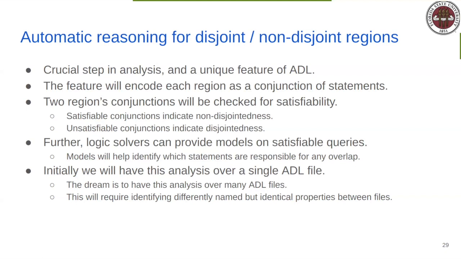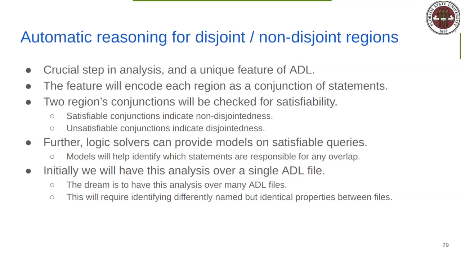If we can encode those logic statements and translate them into something that a logic solver can understand, then we can take the conjunction from each of the two regions that we're comparing, conjoin those two, and then check the formula's satisfiability. If the solver reports that the conjunction is unsatisfiable, meaning that there's no assignment to the variables such that the whole big formula is true, then we can reason that the two regions are disjoint.